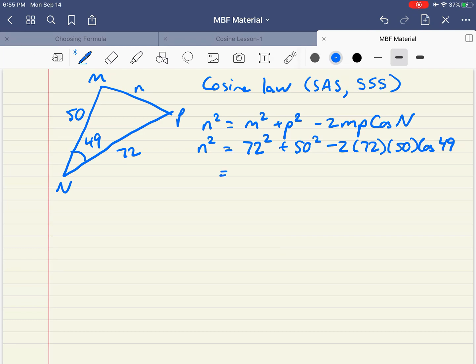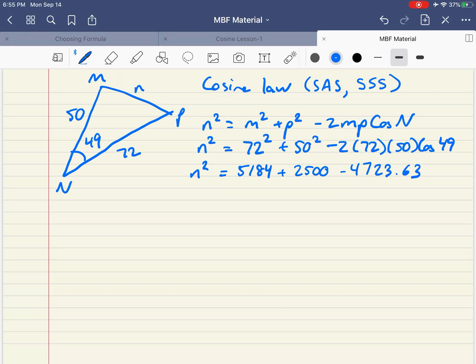Okay, now we just start solving this thing, and you just take your time, do one piece at a time. So 72 squared, use your calculator, you're going to get 5,184. 50 squared is going to be 2,500. And this number on the end here, you're going to go negative 2 times 72 times 50 times cos 49. Punch all four of those in together. You should get negative 4,723.63.